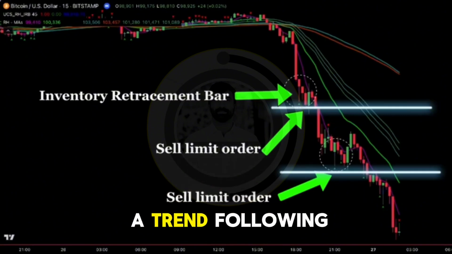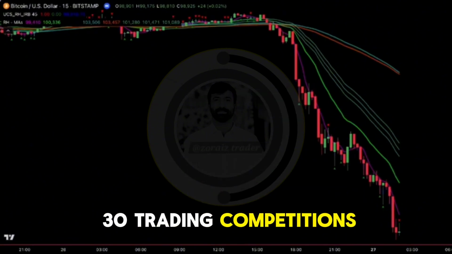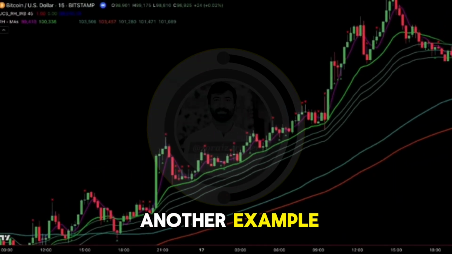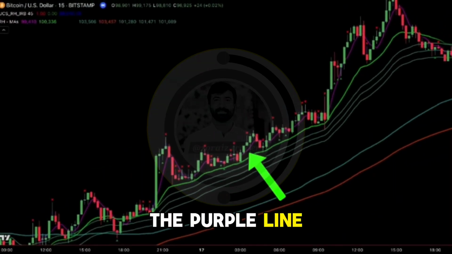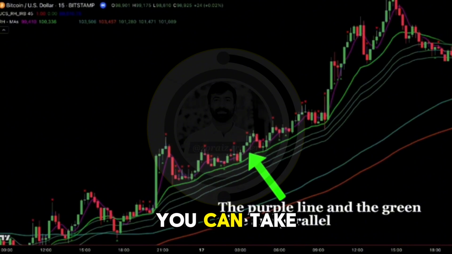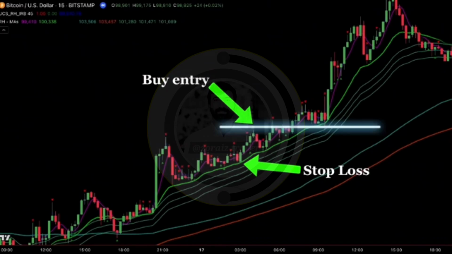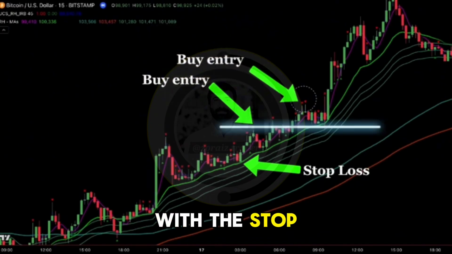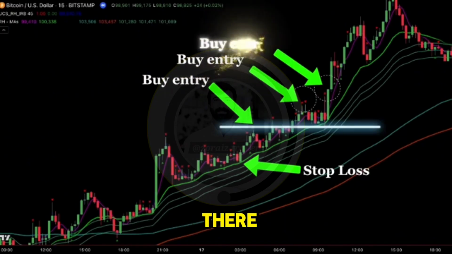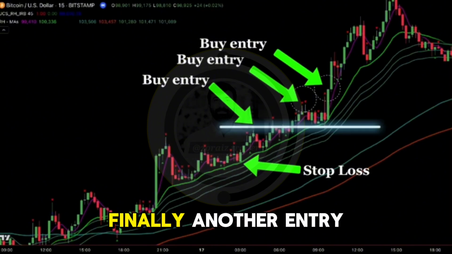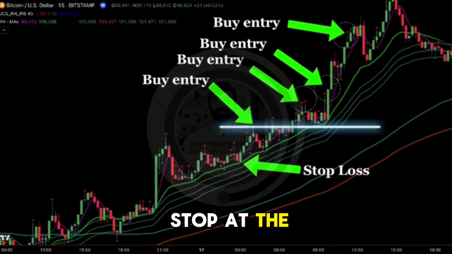This strategy is a trend-following strategy, which is why its creator won 30 trading competitions worldwide. Look at another example. Here, as you can see, the purple line and the green line are parallel, so you can take any opportunity that presents itself. You could enter here with the stop loss placed below the lower high. Another entry could be taken here with the stop at the low, and another entry there, again with the stop loss at the low. Finally, another entry here with the stop at the low.